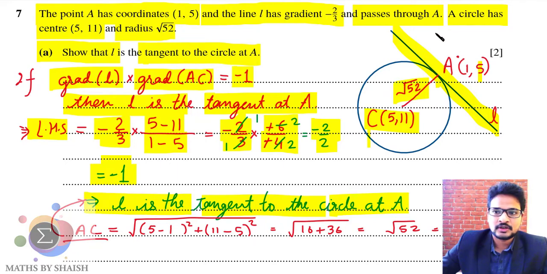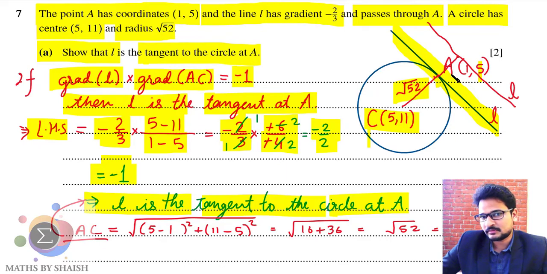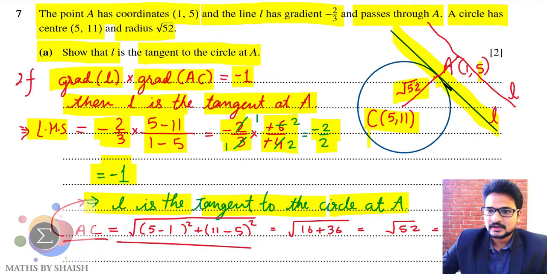Had it been a situation where we did not know whether A is lying on the circle or not, suppose this is the line and we get the gradient. Of course, still the gradients are negative reciprocals of each other. So we have to prove that AC, that is this distance of the point from the center, is the same as the radius.